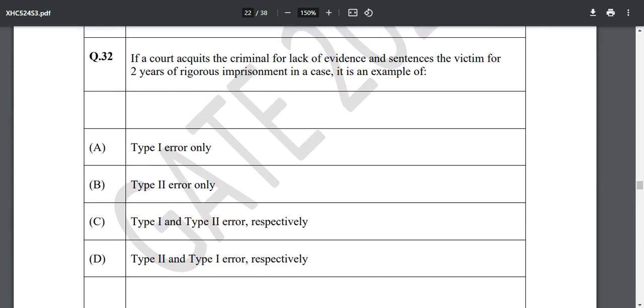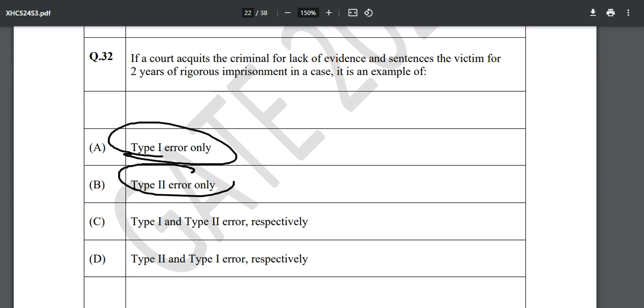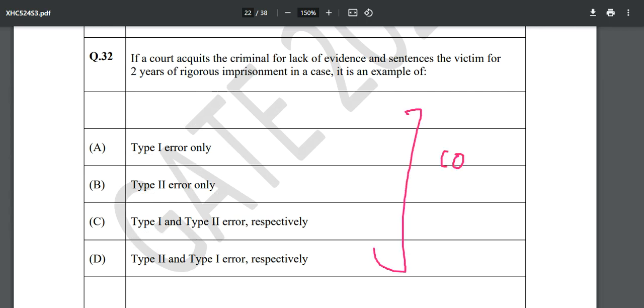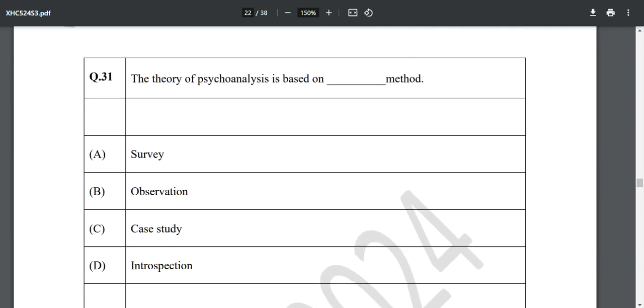Then question number 32. If a court acquits the criminal for lack of evidence and sentences the victim to 2 years of rigorous imprisonment, it is an example of type 1 error only, type 2 error only, type 1 and type 2 error, type 2 and type 1 error. What will be the correct answer over here? Please comment down below if you know. If you don't know, we will discuss this in detail in the upcoming videos. Question number 32, and the previous 2 questions have also been asked. Please try to answer them below, so that others also get to know. Then we will move ahead to question number 31.